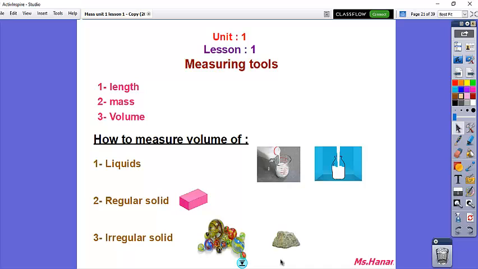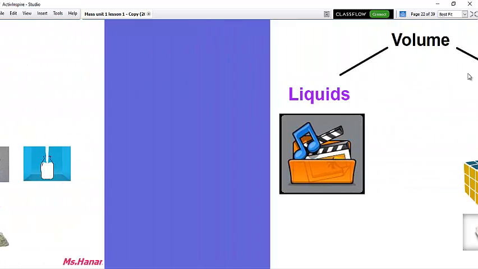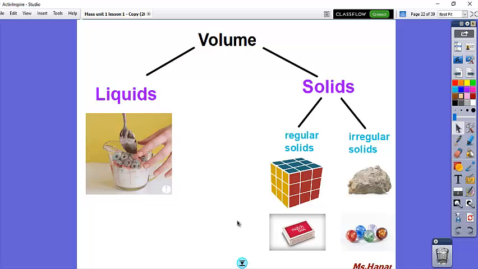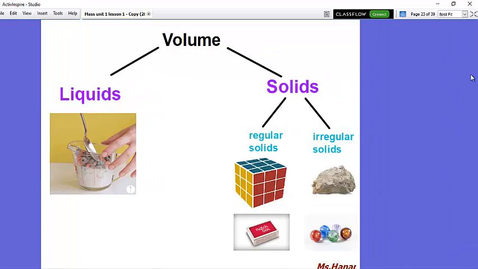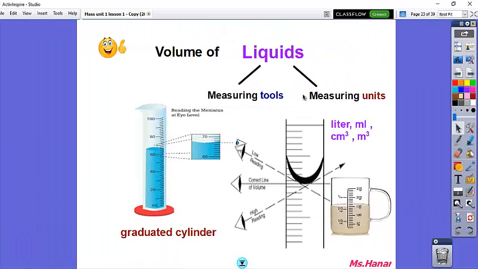Volume means the space taken by an object or matter. So I'll measure the space that is taken by an object. This means I'll measure the volume of matter. Like milk, when put in the cup, it takes the space of the cup, so it has volume. I'll measure this volume. Firstly, how to measure the volume of liquid?